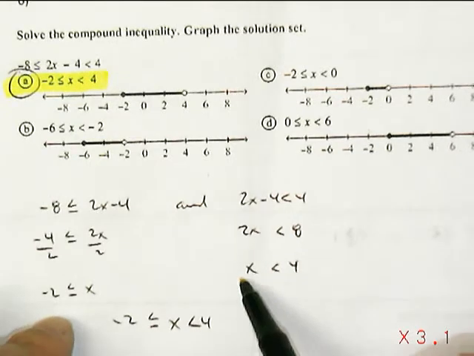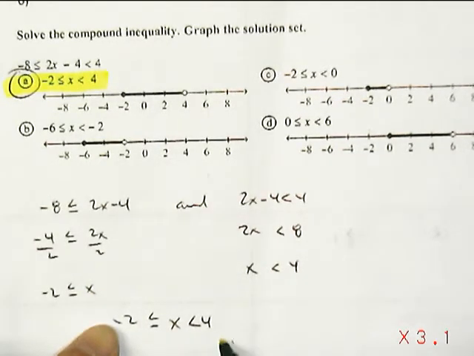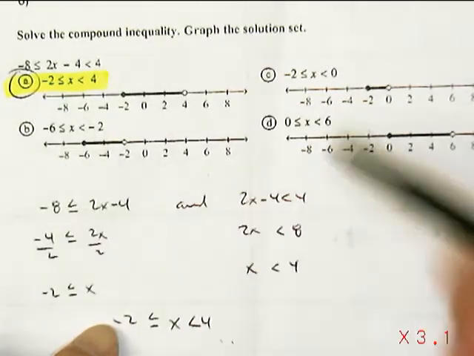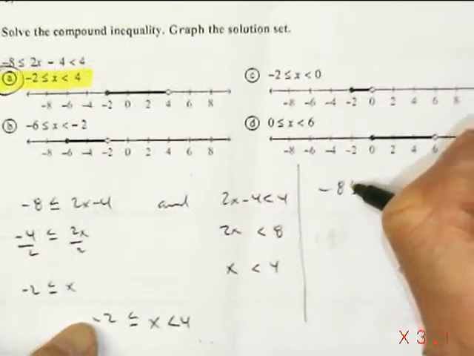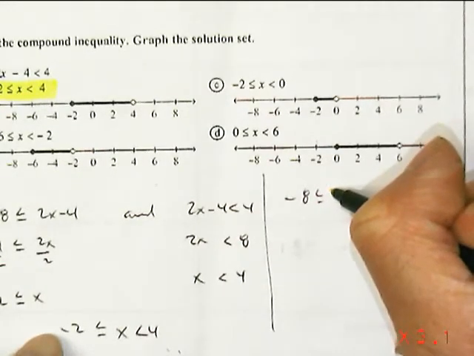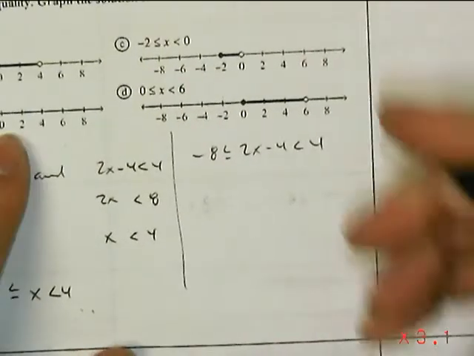And you'll get x is less than 4 and x is greater than or equal to negative 2. There is my compound inequality, and that's letter choice A. Another way of doing the problem, let me write it out here: negative 8 is less than or equal to 2x minus 4 less than 4. So this is a second way of doing the problem.